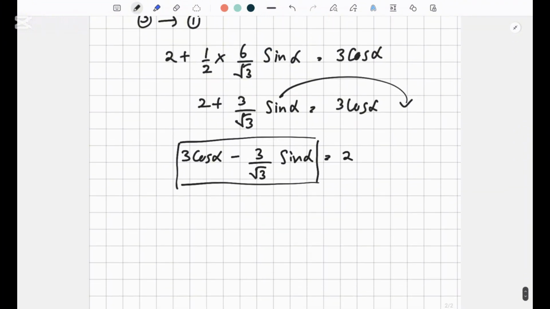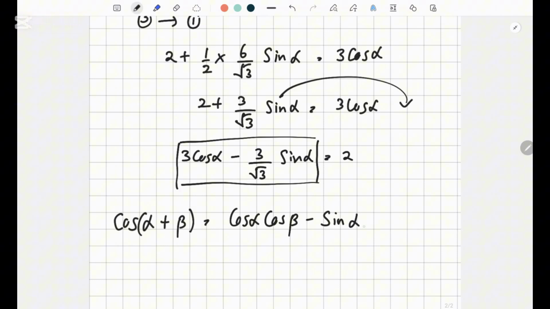So what we can do for that is, ignore the 2 for now. So you have to know, let's say we have alpha, okay? So cos of alpha plus beta equals cos alpha cos beta minus sine alpha sine beta. So this is a rule.